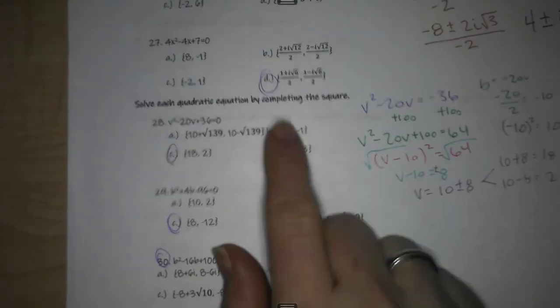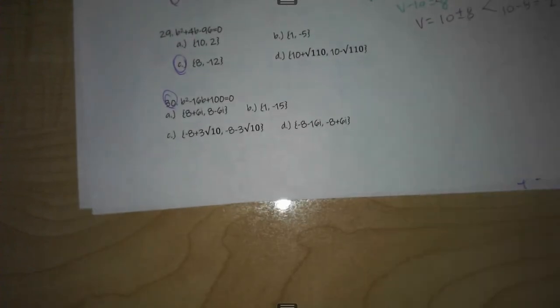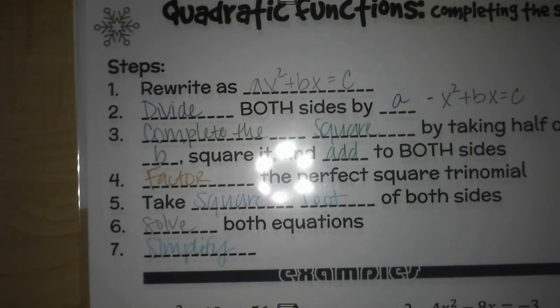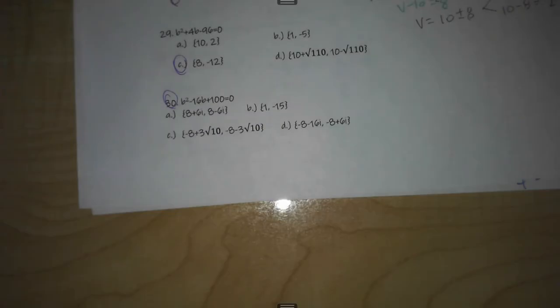Last question on your review, number 30. The instructions say solve by completing the square. So we are looking at these notes, completing the square, and we've got some steps. The first step is we want to rewrite it in standard form. We want the variables on one side and the number on the other. So let's do that here.